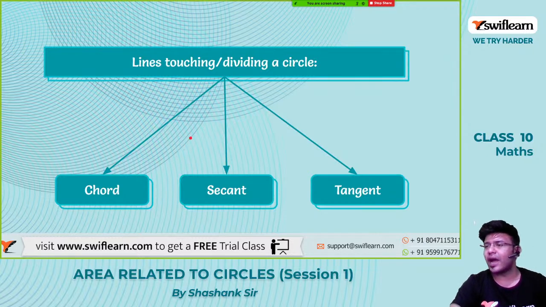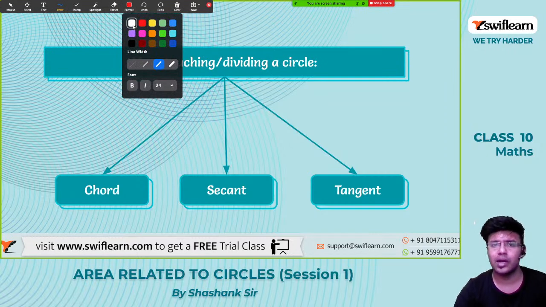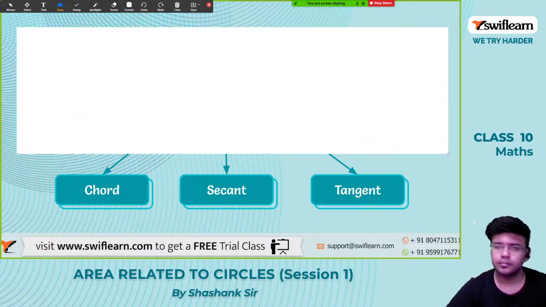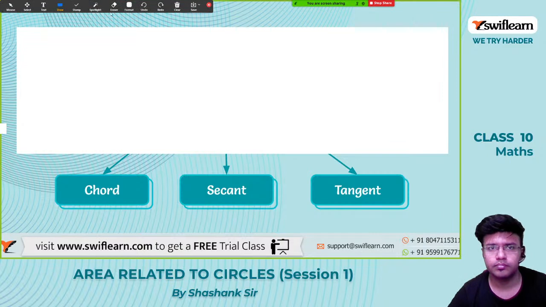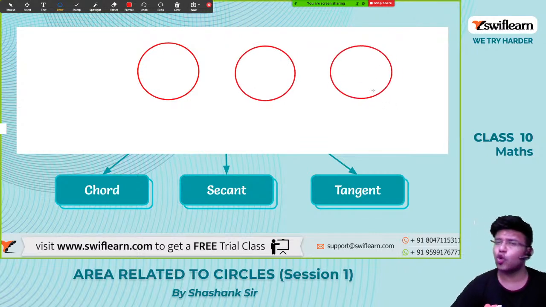Okay, देखो यहाँ पे. So we have 3 things. We have a chord, we have a secant, and we have a tangent. Okay, let me draw this and show you, guys. Now see here, consider this circle. I have drawn this circle. Okay, let me draw 3 circles. Okay, so you will come to know what is chord, secant, and a tangent.